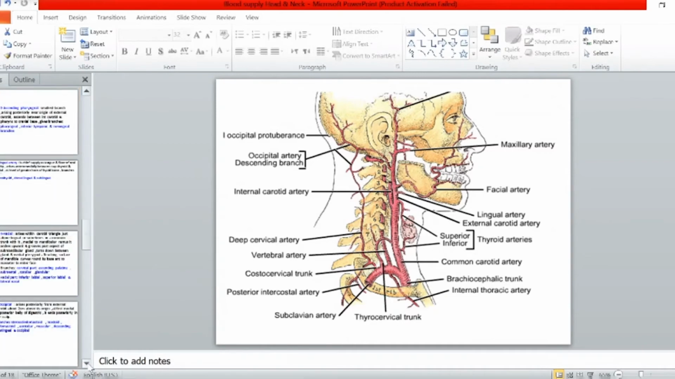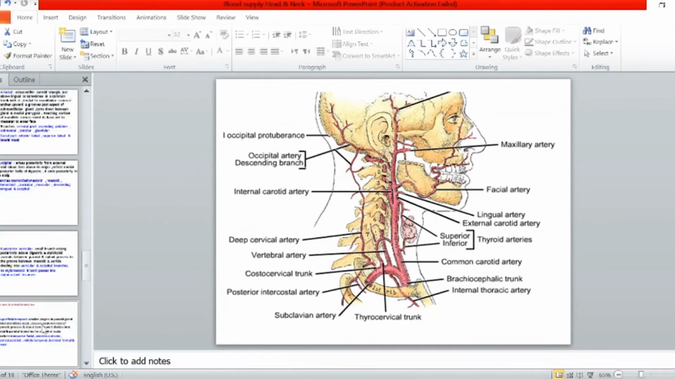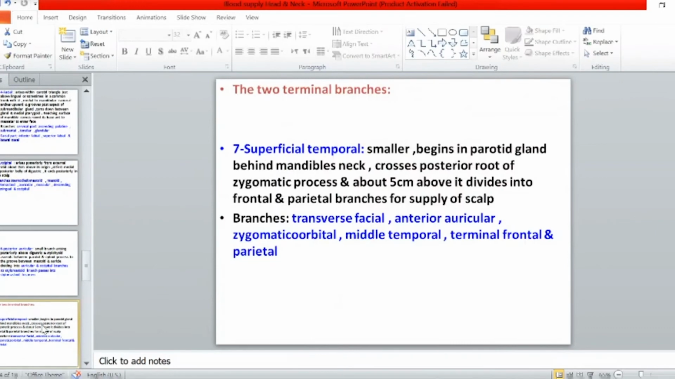This is the first, or the smallest, of the two terminal branches of the external carotid. Superficial temporal, smaller, begins in the parotid gland, behind the mandible's neck, crosses the posterior root of the zygomatic process and pulses 5 centimeters above it, dividing into frontal and parietal branches for the supply of the scalp. Gives transverse facial, auricular branch, zygomatic-orbital, and temporal, and terminal frontal and parietal branches.